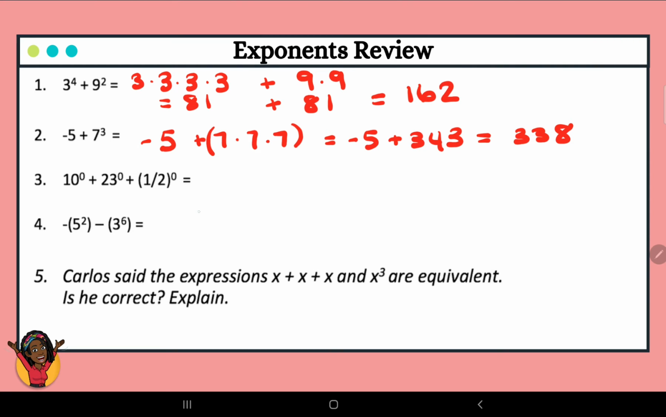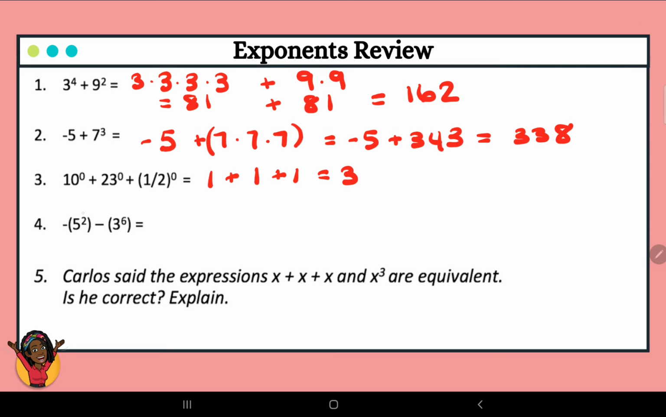All right, next example. In our previous lesson, we talked about anything to the 0 power. Any number value raised to the 0 power is 1. So 10 to the 0 power is 1, plus 23 to the 0 power, which is also 1, plus 1/2 to the 0 power is 1. So 1 plus 1 plus 1 is equal to 3.